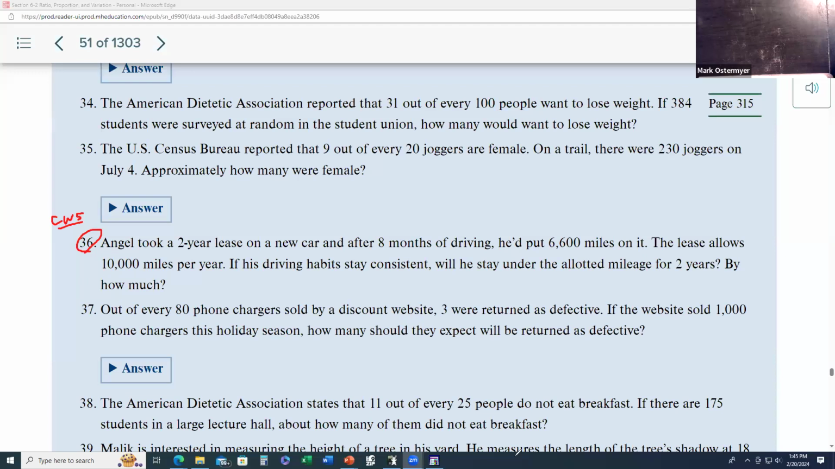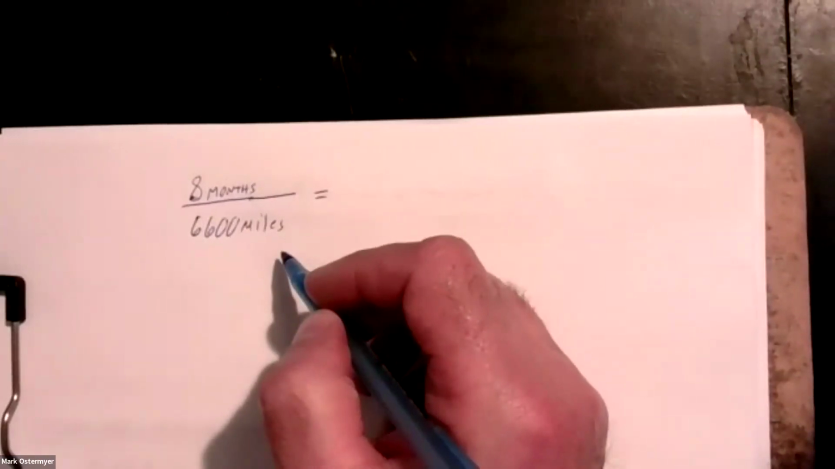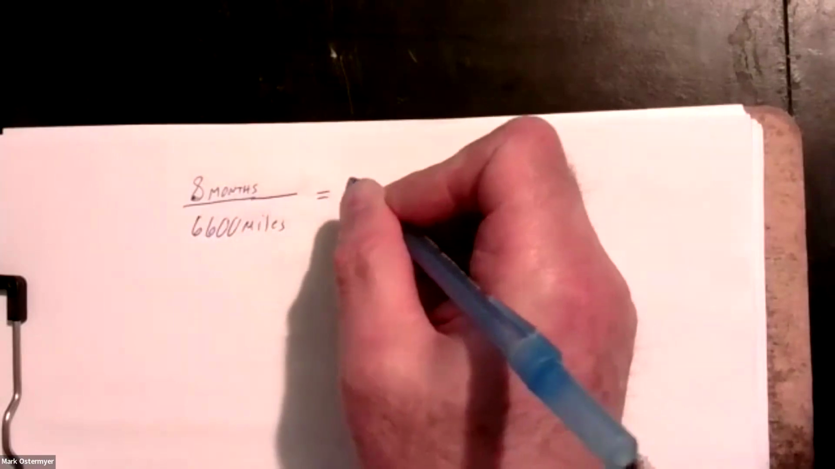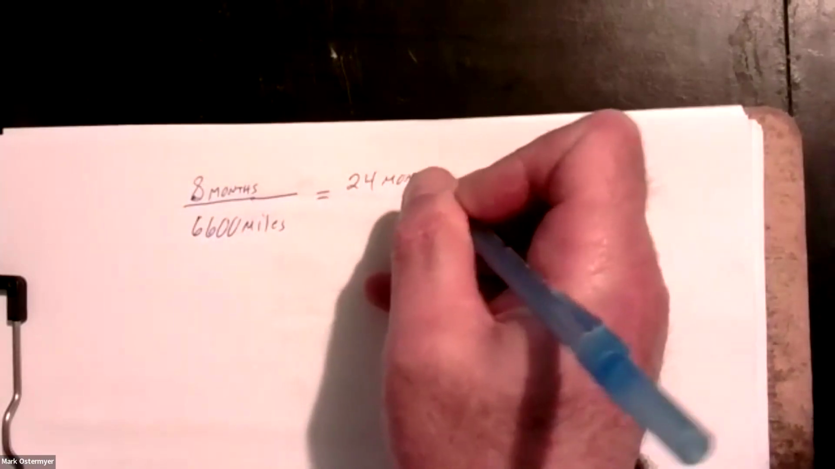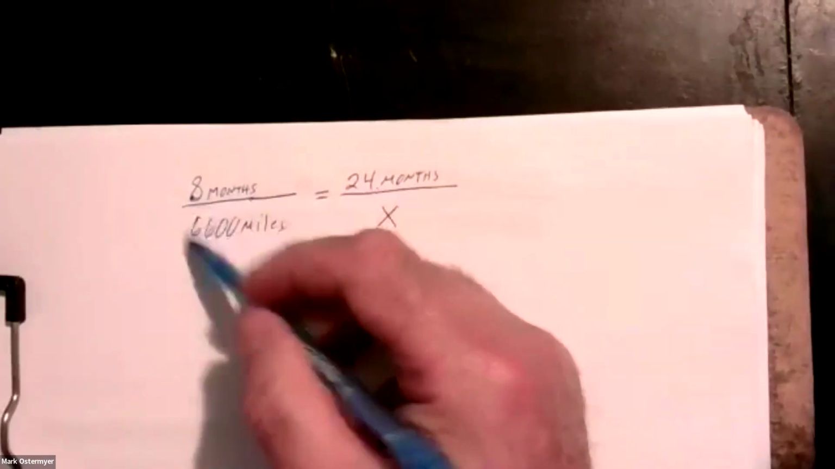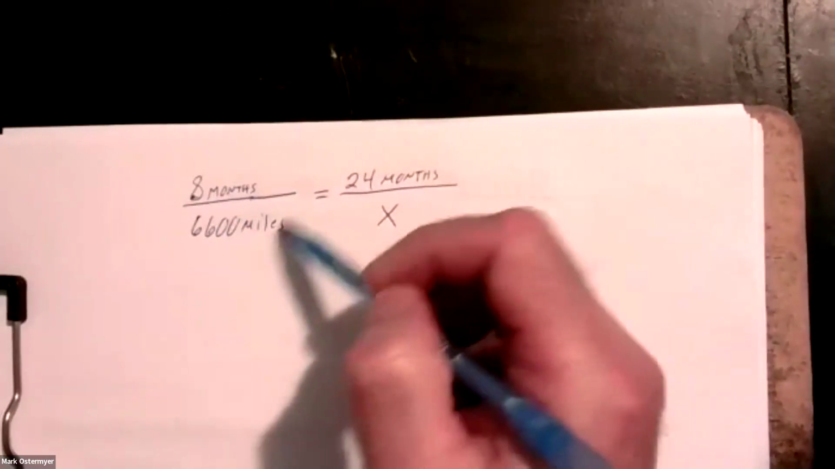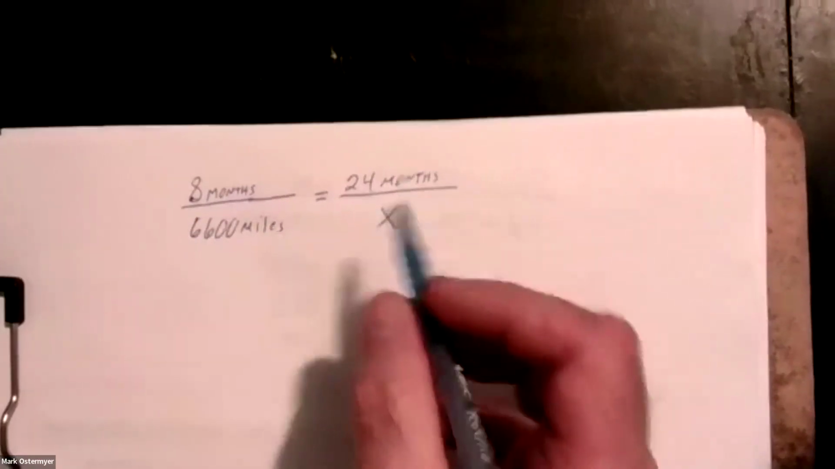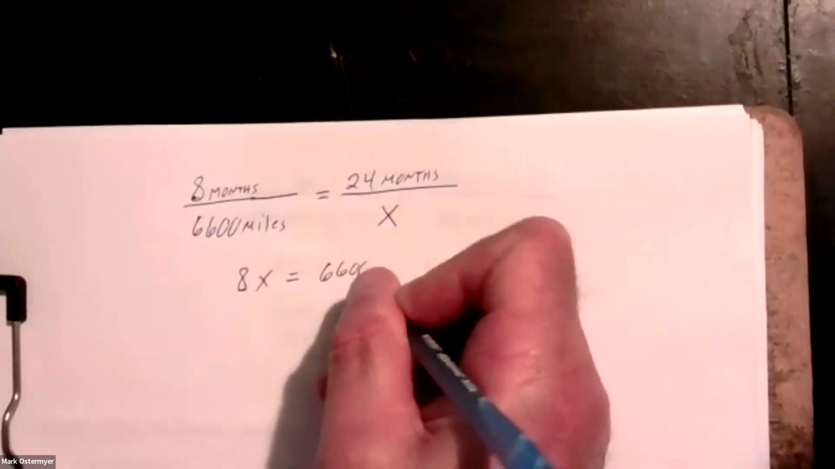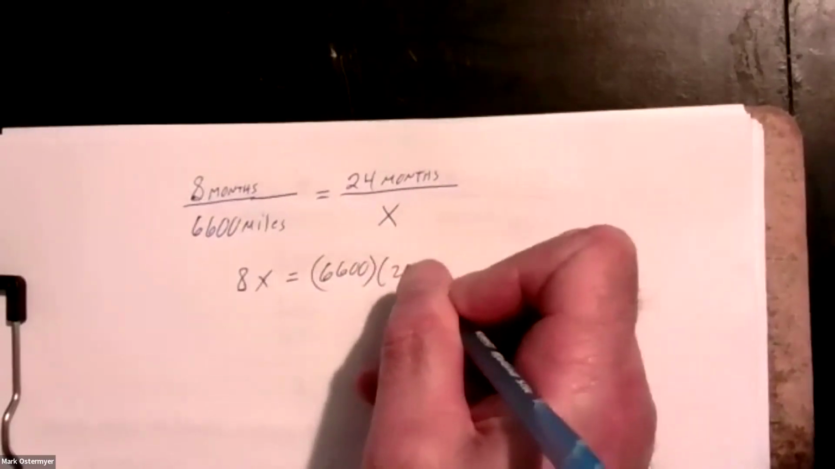Okay, so we can set up a proportion here and answer this word problem. In 8 months, we put 6,600 miles on this vehicle. In 2 years, which is 24 months, let's find out how many miles we expect to put on this vehicle, assuming we continue to drive at this rate. That's the key assumption in this problem. Cross multiplying, 8 times x is 8x, and set that equal to 6,600 times 24.